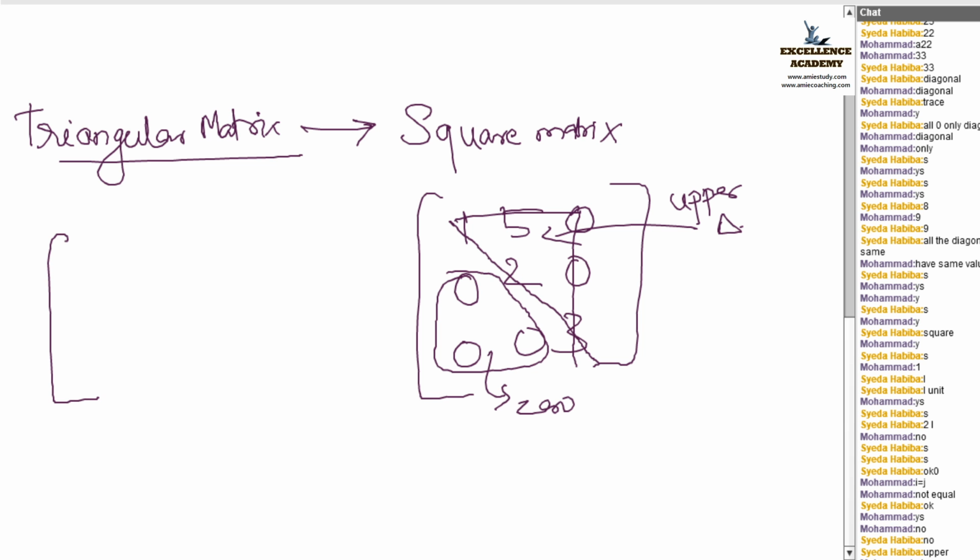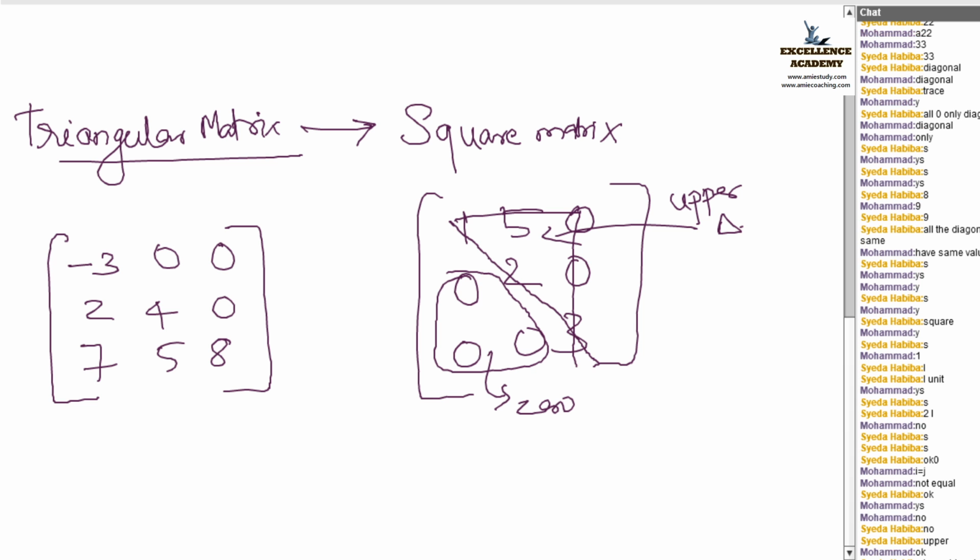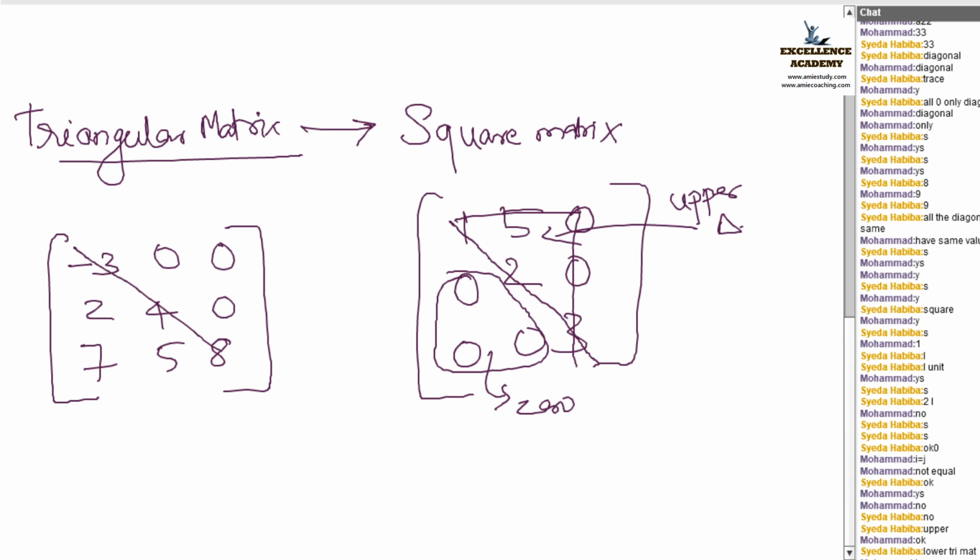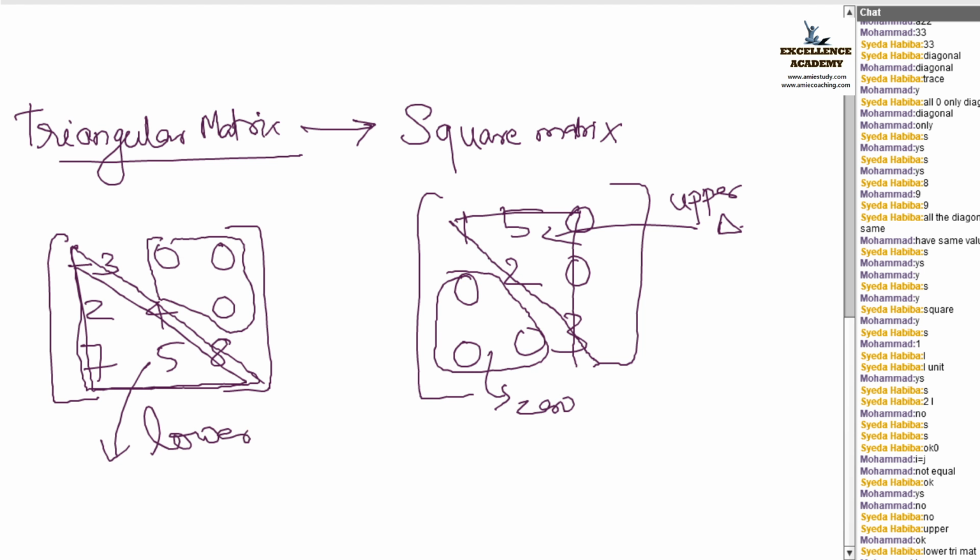If I am writing like this, -3, 2, 7, 0, 0, 4, 0, 5, 8, what type of matrix is it? This is the main diagonal. Yes, main diagonal. And those elements above the main diagonal are 0. Therefore, I can call this a lower triangular matrix. Is that clear to you?